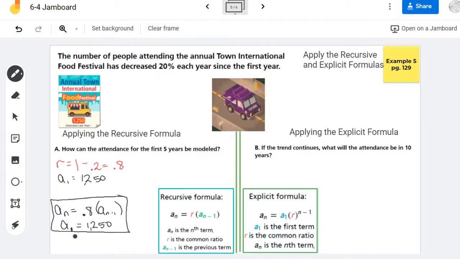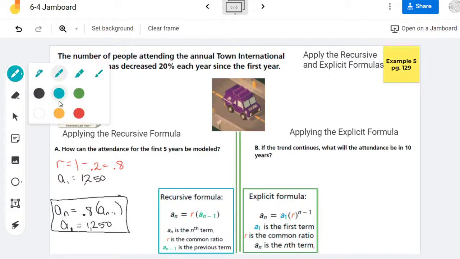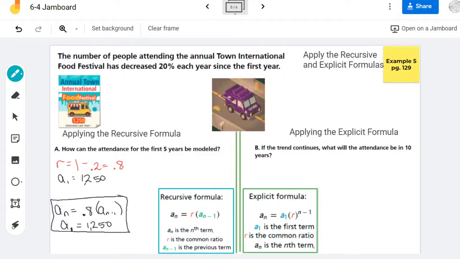Now recognize, guys, that's a number 1, that's not a comma. So some students might struggle with putting things into Savvas because they think that's a comma, and it's not. Okay, so now let's go on to the explicit formula.